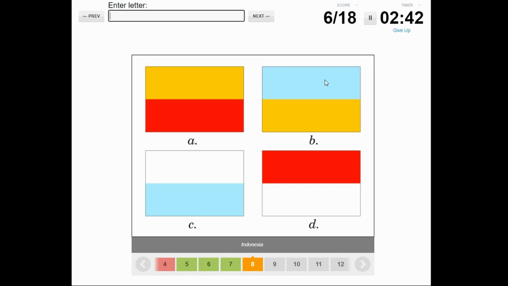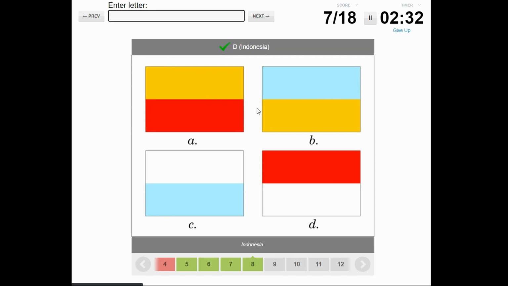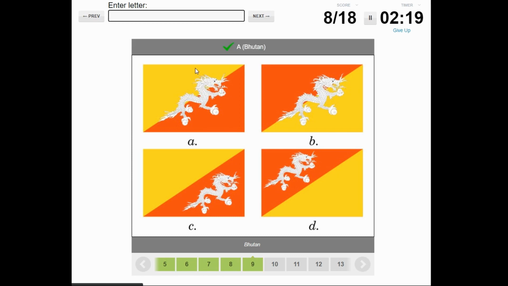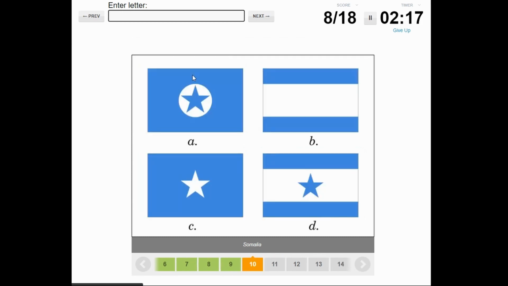Okay, this is interesting because this flag is the Ukraine flag. Oh, it says Indonesia here, which is helpful. We know that Indonesia is this red and white, so D. We haven't got much time. So we've got the Bhutan flag. It's not D, it's not C. And I think it's A. Okay.